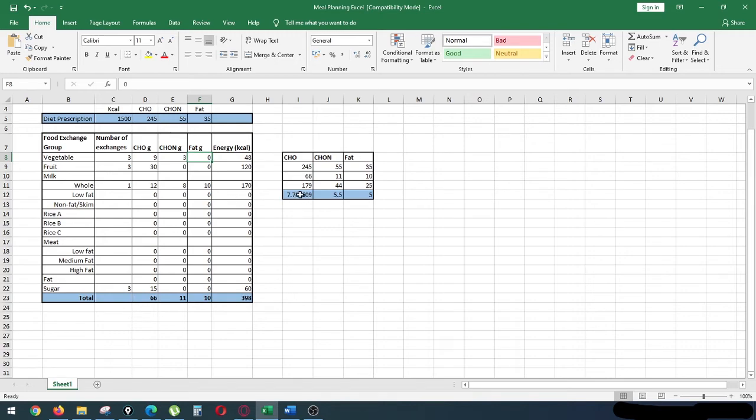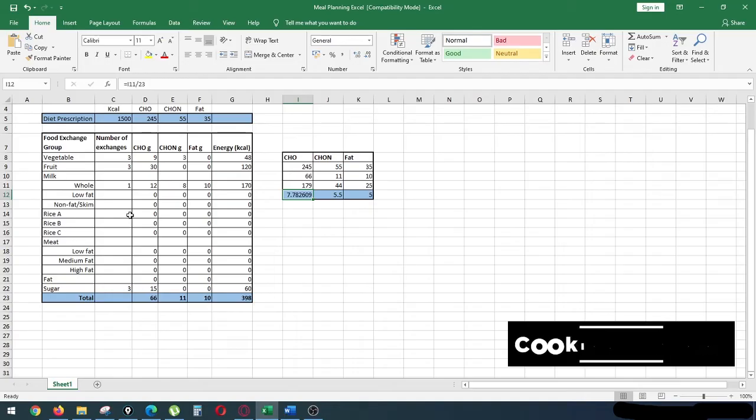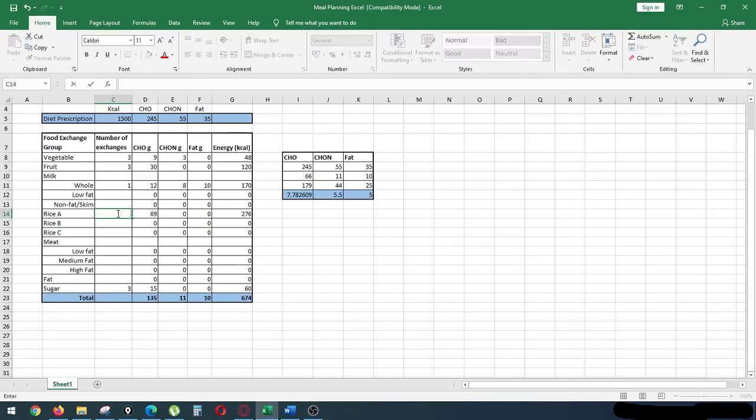We have now here the calculation for the exchange of carbohydrates. We have 7.78 exchanges. We can round that off to 8 exchanges. Let us now divide it into our rice exchange. Right, so we can distribute. We will allow 2 exchanges for rice A, 5 exchanges for rice B, and 1 exchange for rice C.